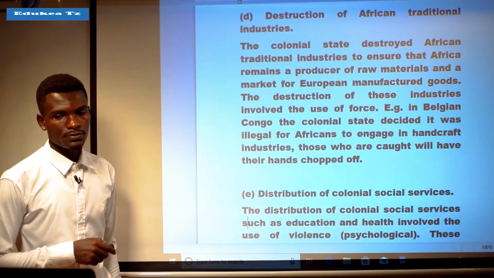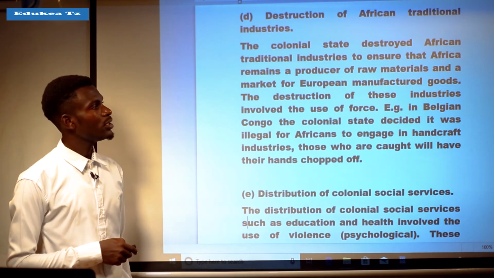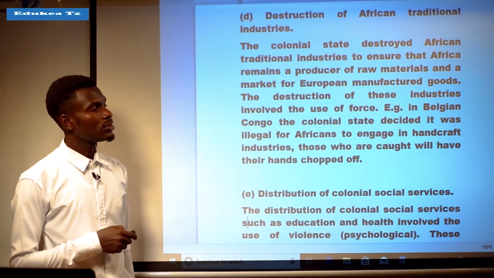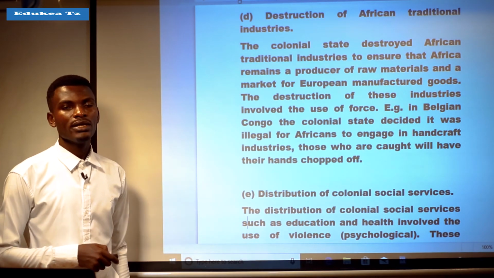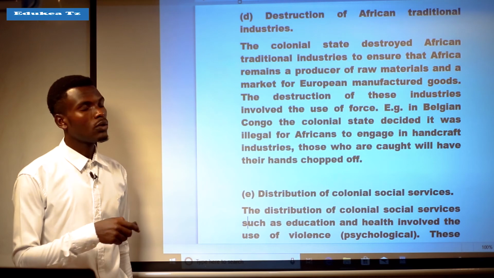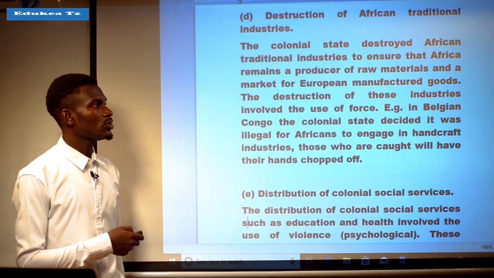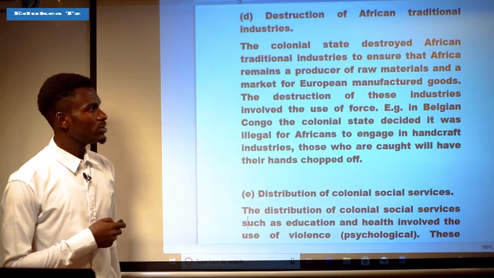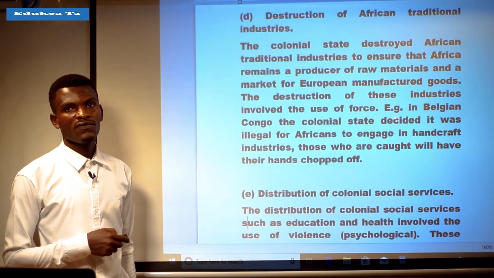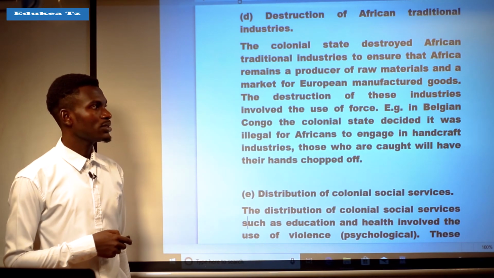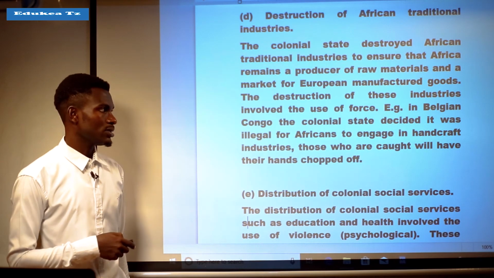It means that the colonial states destroyed African traditional industries in order to make Africa remain a producer of raw materials and provide a market for manufactured goods from Europe. The destruction of these industries involved the use of force. It means that the destruction of those industries was accompanied with the use of force.